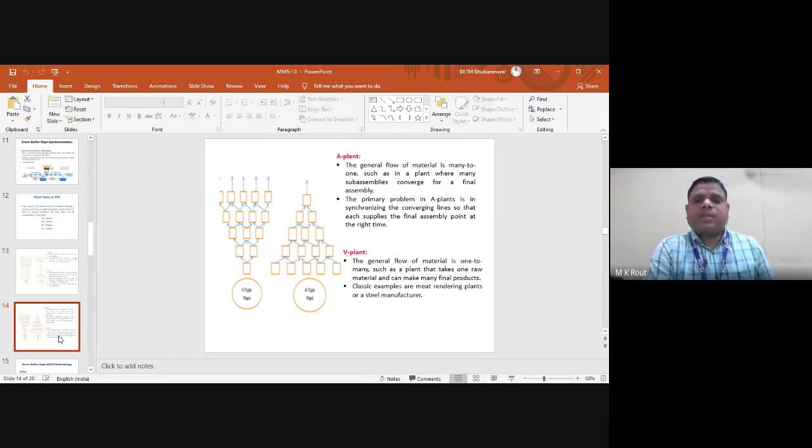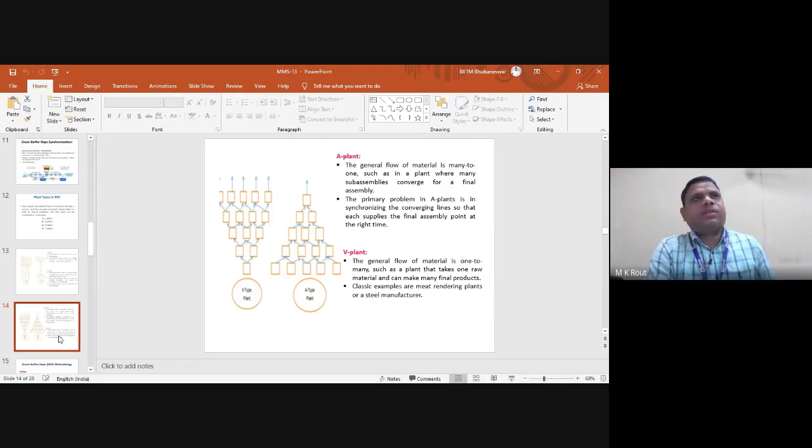The primary problem in A plant is to synchronize the converging lines so that each supply reaches the final assembly point at the right time. For example, in the cement industry, the raw materials directly go to different flow lines, and finally reach the quality center, or you can say the packaging center, at the right time.